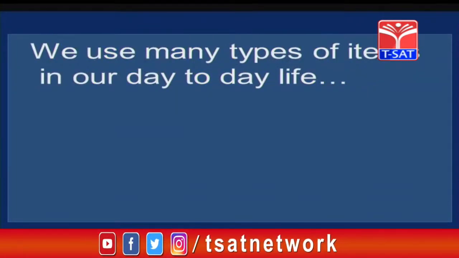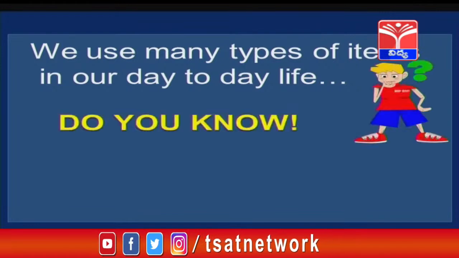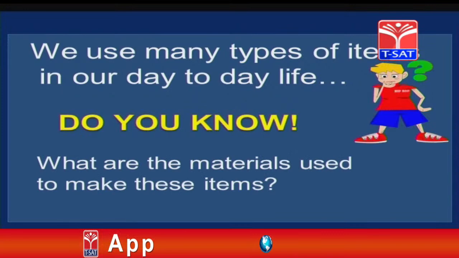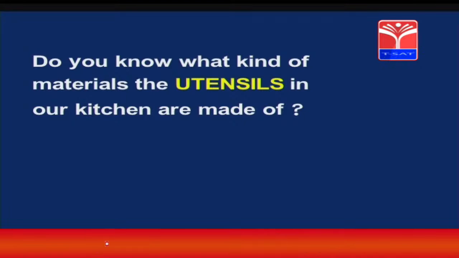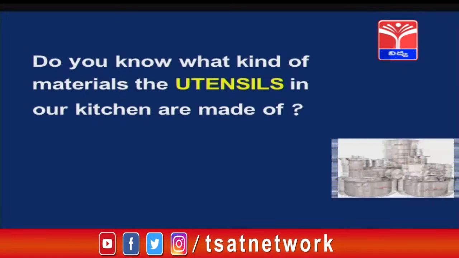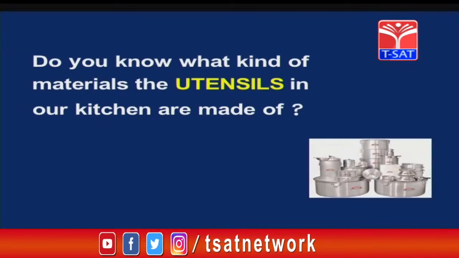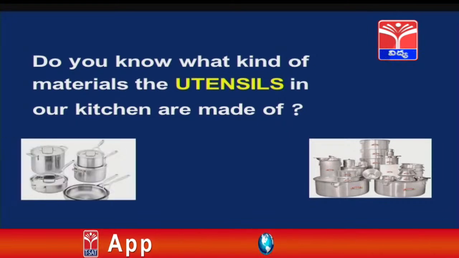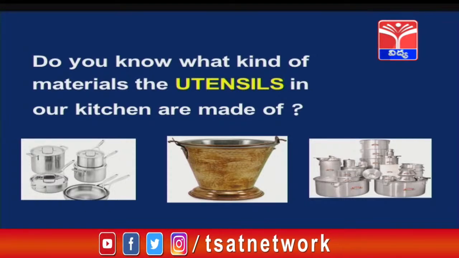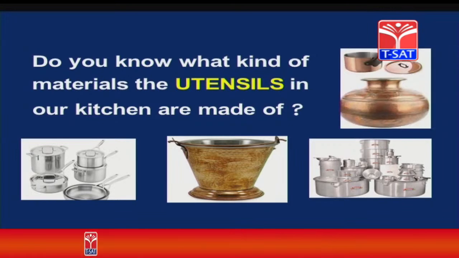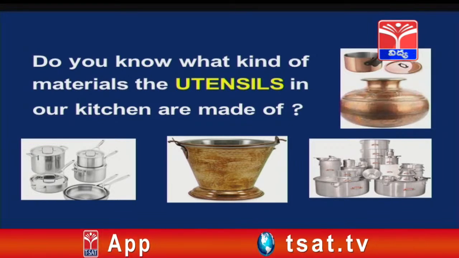Now, we use many types of items in our day to day life. Do you know what materials are used to make these items? Do you know what kind of materials the utensils in our kitchen are made up of? Let us see, we will find many items in our kitchen. What are these? Yes, these are aluminum vessels, these are steel made up of iron, nickel, chromium, it is an alloy. It is a bucket made up of brass, it is an alloy of copper and zinc, it is copper. We will find these sorts of vessels in our kitchen.